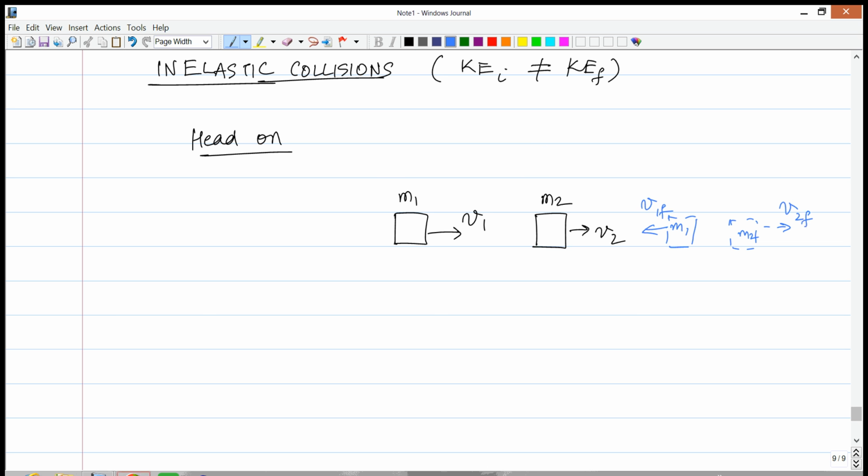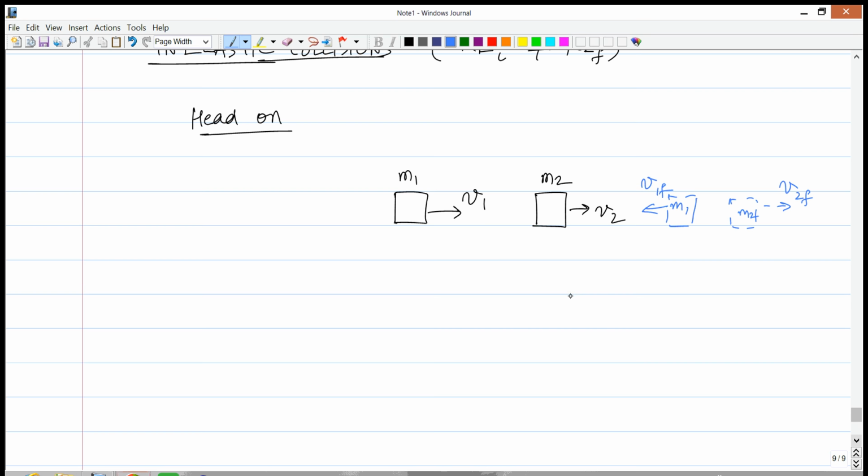We can use momentum conservation. We have to figure out what we're going to use to obtain the velocities. What we know, once again, is that in the collision, the two objects are going to exert forces on each other. So let's say that, right when they're colliding with each other, this is m1, m2. m1 is exerting a force on m2, and m2 is exerting another force on m1.